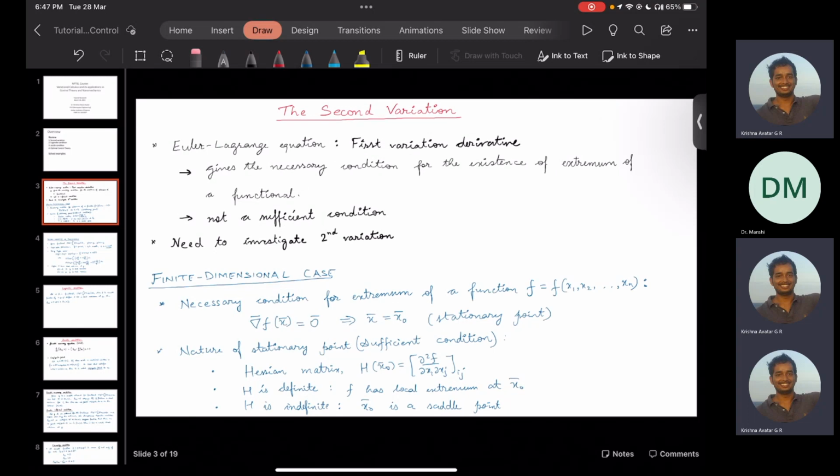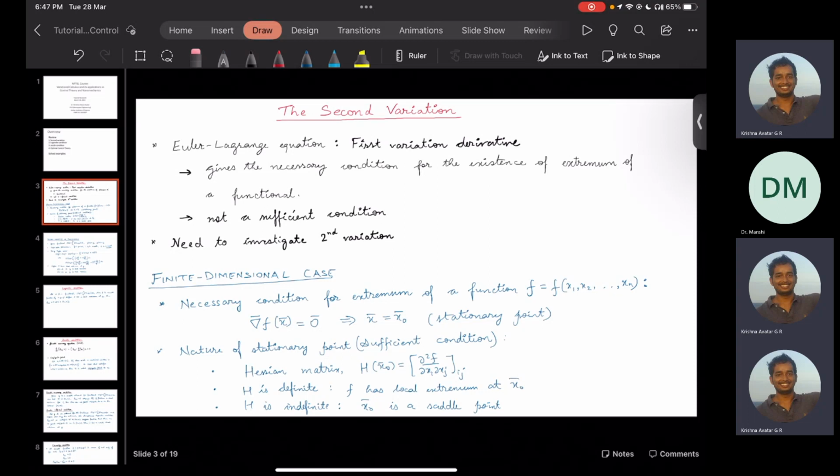Okay, at first let's describe. I'll just be reviewing some of the things that we had discussed in the last tutorial session. We had started with the need for second variation. You may have noticed the Euler-Lagrange equation is essentially the first variational derivative of the variational problem that we are looking at. And it essentially just gives us the necessary condition for the existence of an extremum of a functional. And mind you that it is not a sufficient condition, which essentially tells us the need to determine the second variation of a variational problem.